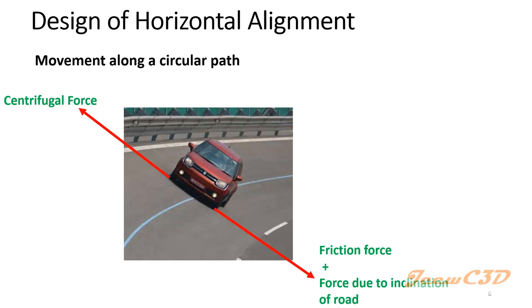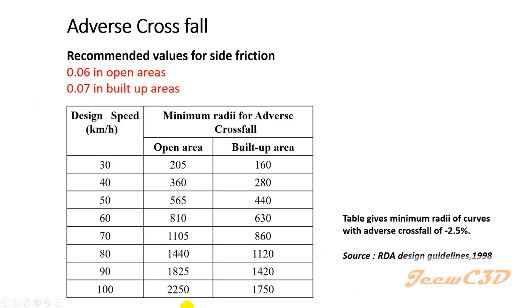Usually at a curve, your road is sloped like this. But at a higher radius, if the friction force single-handedly counteracts the centrifugal force, you can have the road sloped two ways. You call that radius the adverse cross fall radius. This means that at that radius your road has a normal cross fall. It doesn't have a super elevation. It will only have a normal cross fall.